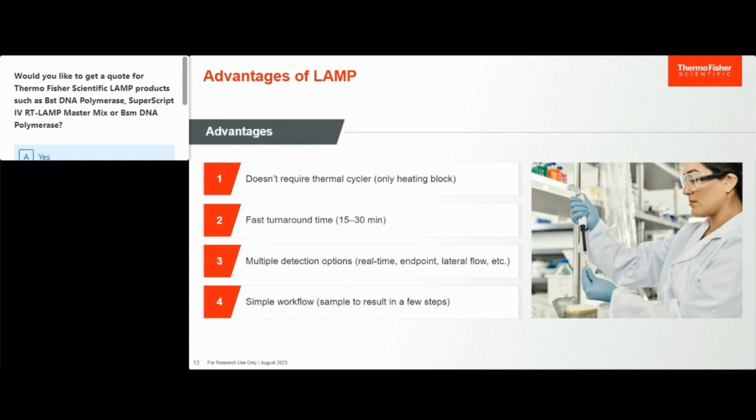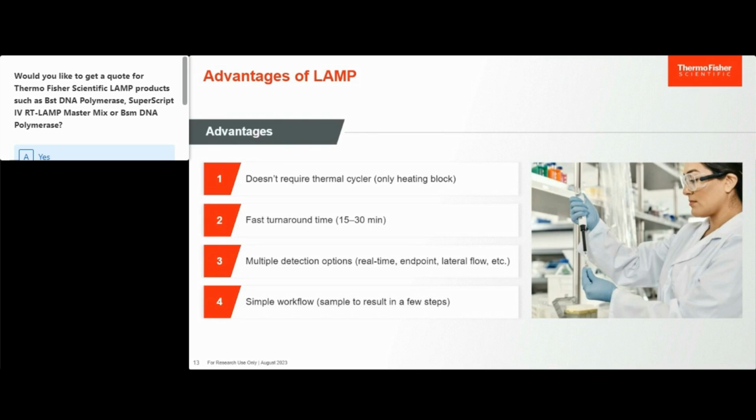Also, the LAMP protocol is quite fast. It takes less than 30 minutes to perform a reaction. This speed is valuable for diagnostics and time-sensitive research. Furthermore, this method has multiple detection options, including real-time, endpoint, lateral flow, and other detection methods.